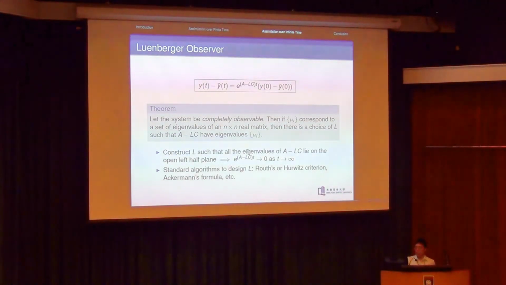So what you can do is choose your L so that A minus LC only has eigenvalues in the open left half plane. And what that does is your exponential in time is going to go to 0 as t goes to infinity, which is what we want. That tells you that if you assimilate for long enough, then your calculated trajectory is going to converge to your exact one. And so that's your goal. And there are standard algorithms to design this L.